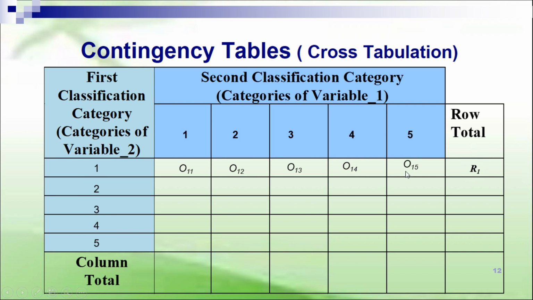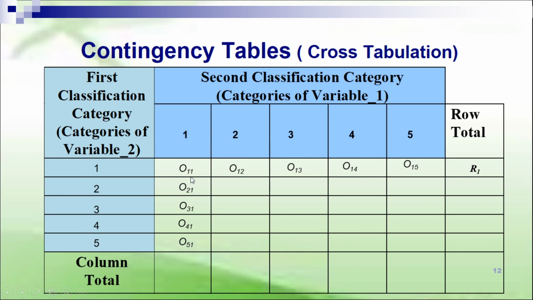R1 represents the first row total. R1, the first row total, is obtained by adding all these observed frequencies, O11 plus O12 plus O13 plus O14 plus O15. Then this cell address is O21, that means it belongs to the second row and the first column. That means row numbers represent the categories of one variable, columns represent the categories of the other variable. In that way we can present the cell addresses.